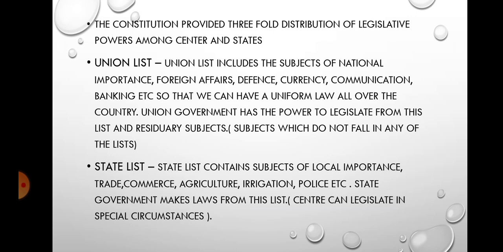State list. State list contains the subjects of local importance like trade, commerce, agriculture, irrigation, police, etc. State government makes law from the list, but in special circumstances, when Rajya Sabha with two-third majority allows the central legislature to legislate from the state list.